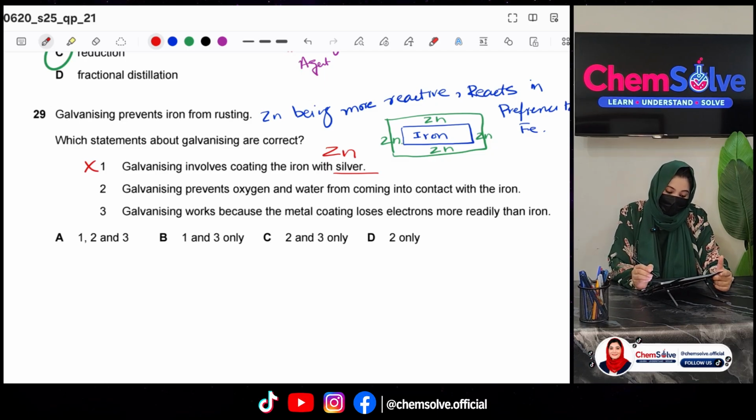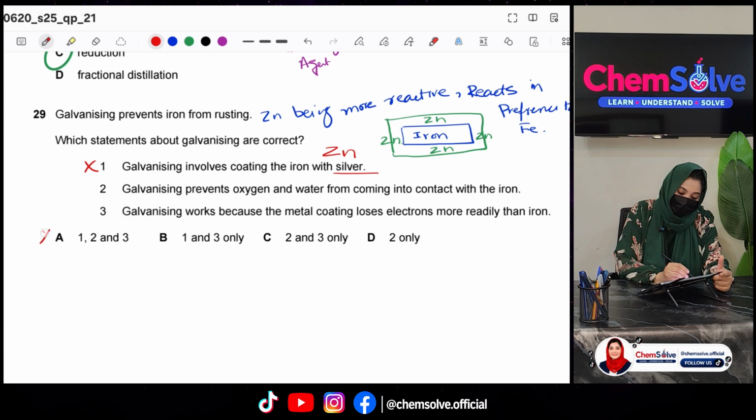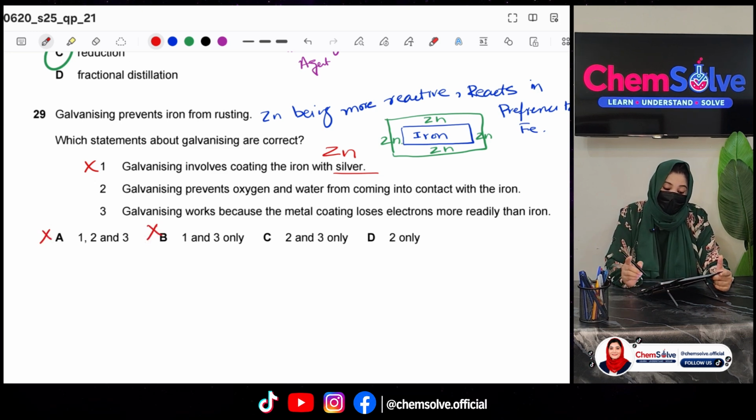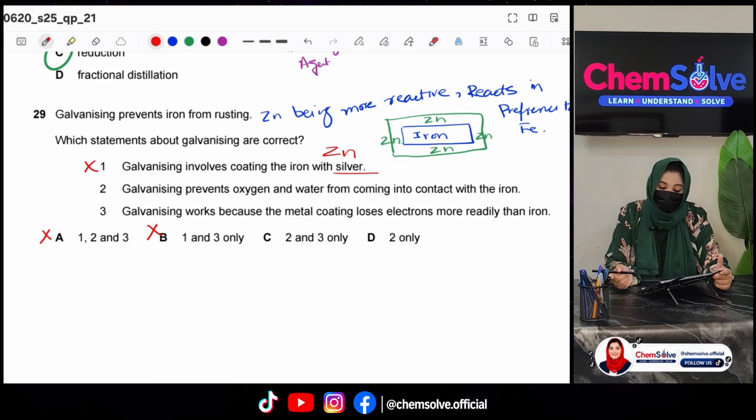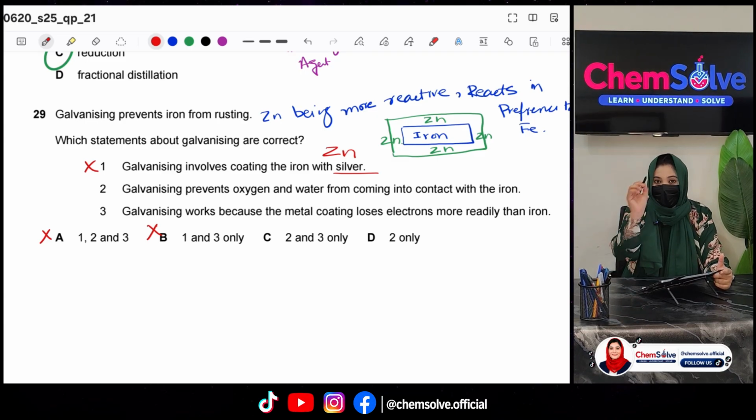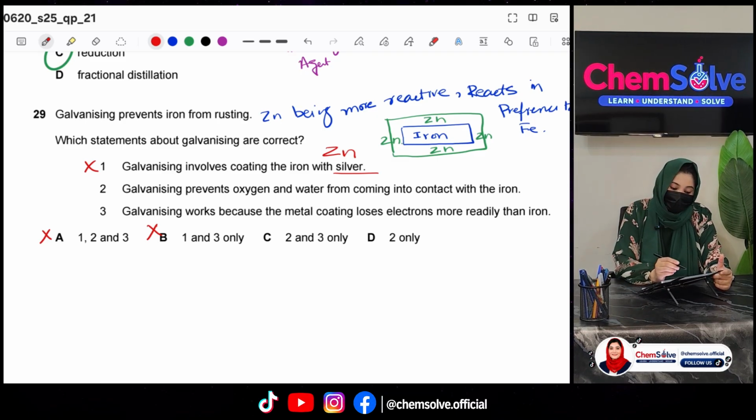So this option is incorrect. If this option is incorrect, it means A couldn't be the option, B couldn't be the option. Galvanizing prevents oxygen and water from coming in contact with iron. Yes, because it is being coated with zinc on all sides. So this option seems to be the correct one.